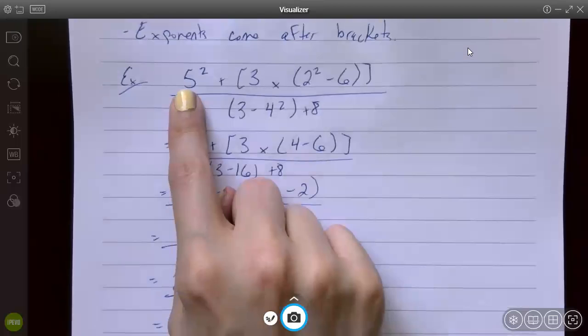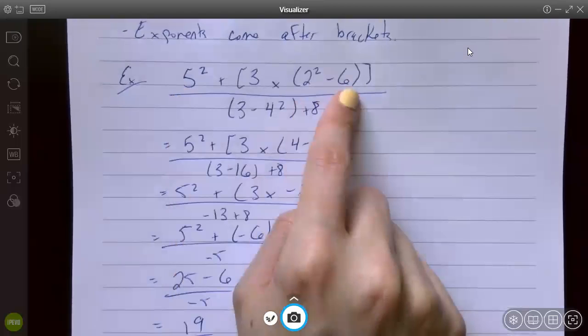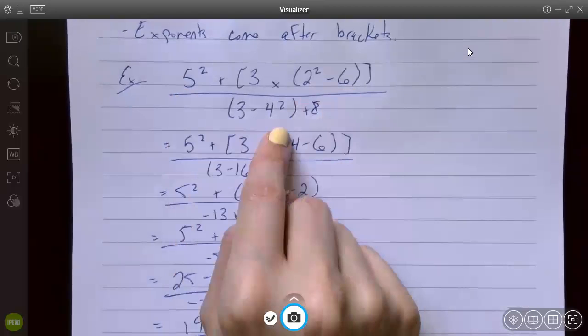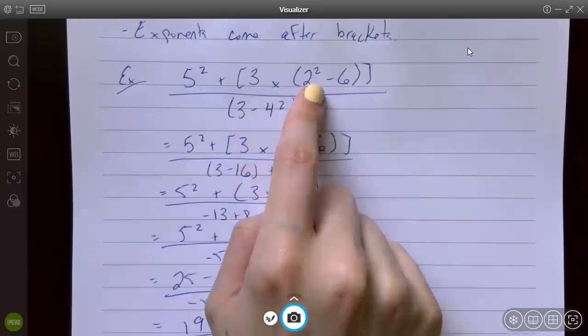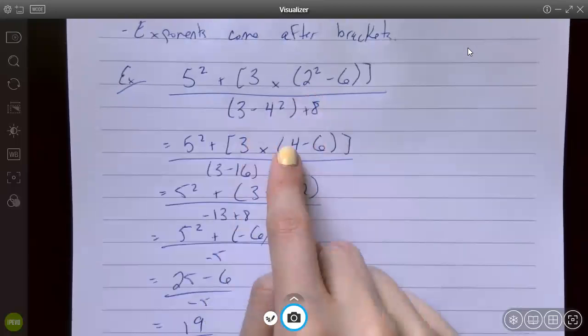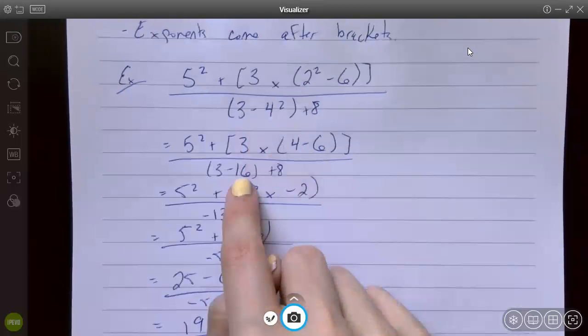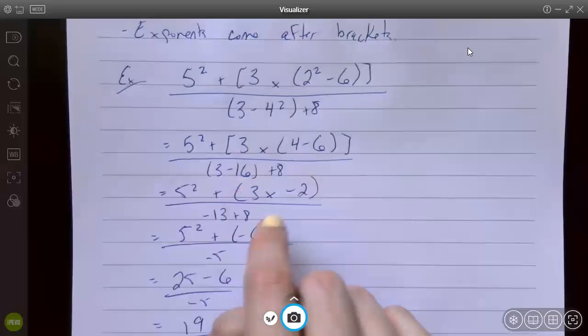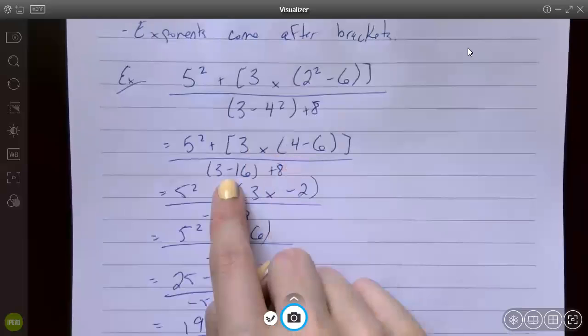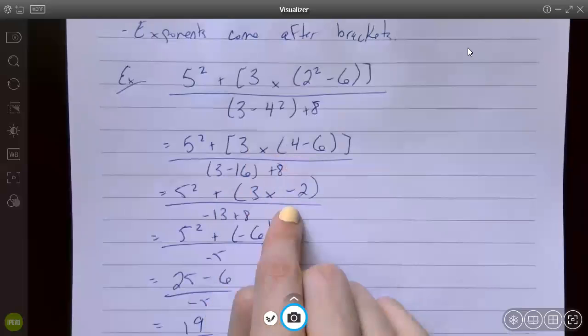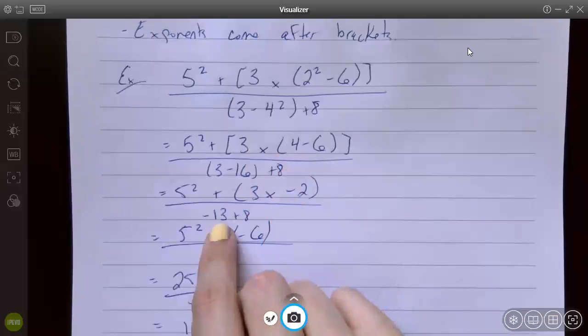the first thing I have to do is solve any brackets. Now, if I have exponents inside of my brackets, that is actually my first step. So converting 2 squared into 4 and 4 squared into 16 is my first step. Then I solve the brackets, so the 4 minus 6 and the 3 minus 16. So 4 minus 6 is -2, 3 minus 16 is -13.